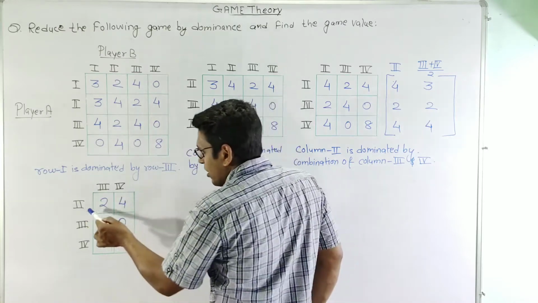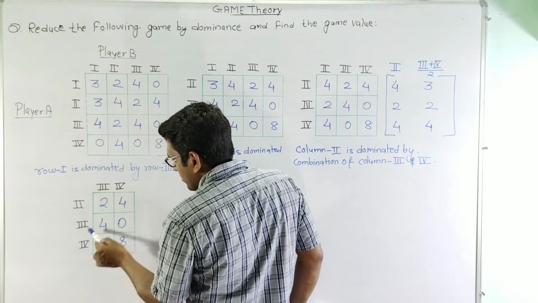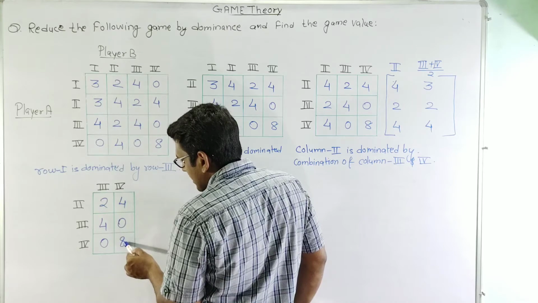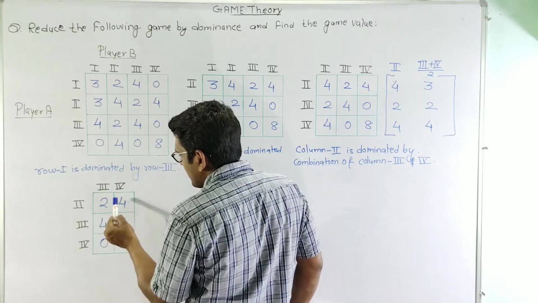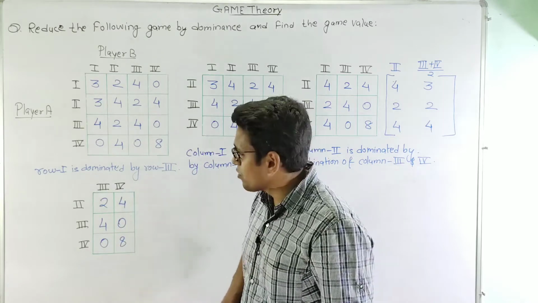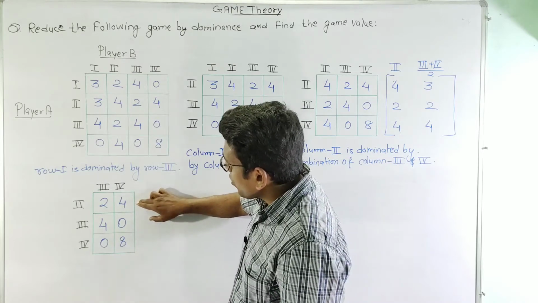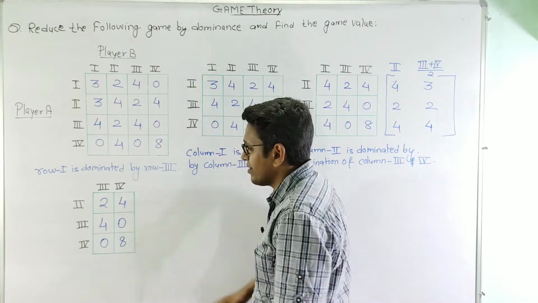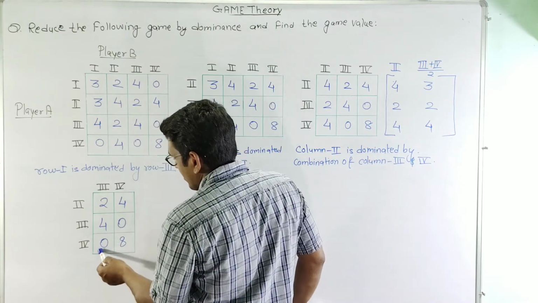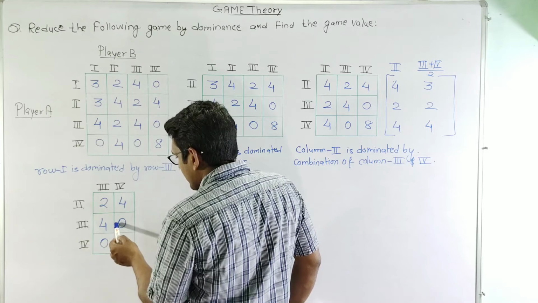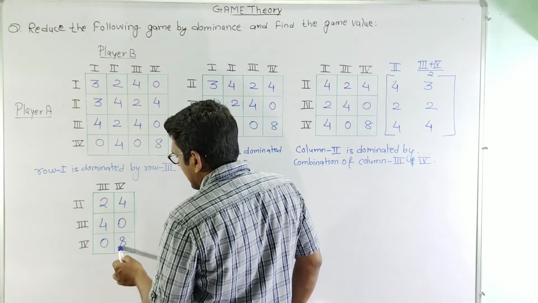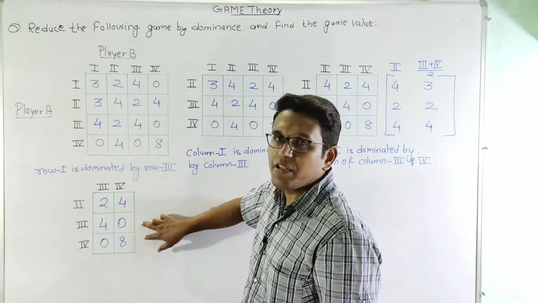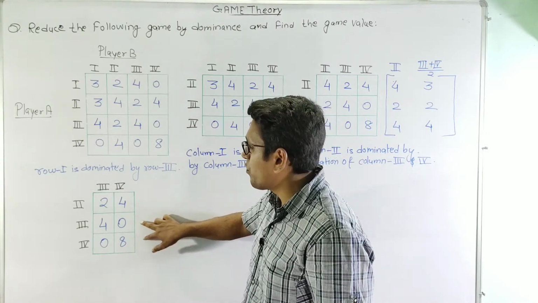Now let us compare row 2 and row 4. This is 2, this is 0, this one is greater. This is 4, this is 8, this one is lesser. So this is greater, this is lesser. That means there is no dominance between row 2 and row 4. Now let us compare row 3 and row 4. This is 4, this is 0, this is 0, this is 8. So this one is greater, this one is lesser. Or we can say there is no dominance between row 3 and row 4.